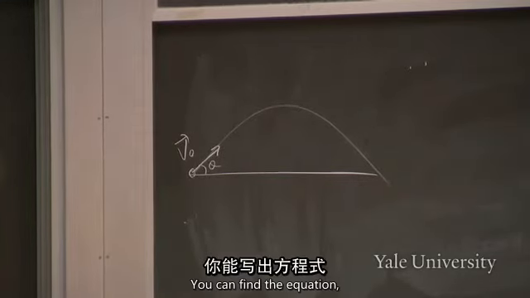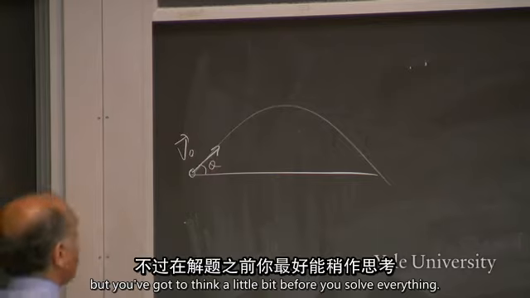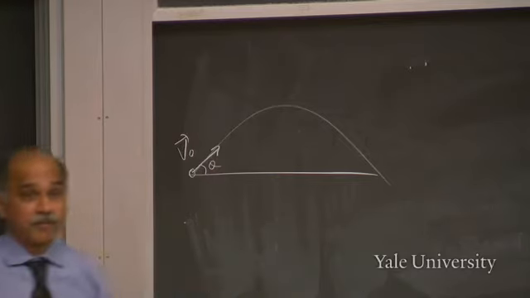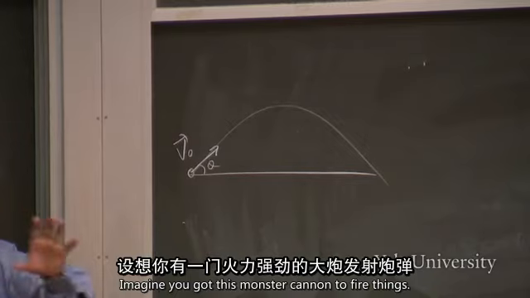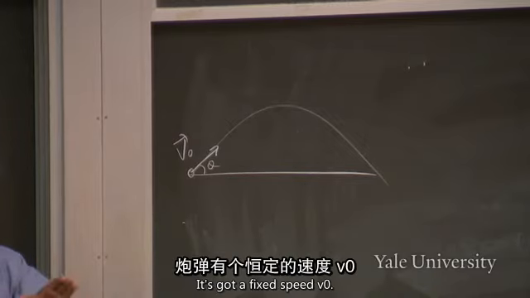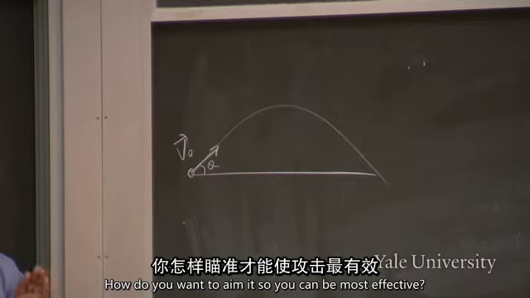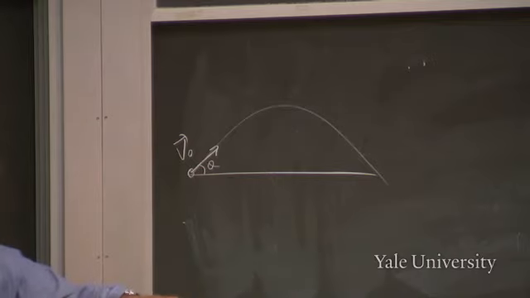So you can find the equation, but you've got to think a little bit before you solve everything. It's good to have an idea of what's coming. So imagine you've got this monster cannon. You can fire things. It's got a fixed speed, v naught. And how do you want to aim it so you can be most effective, go as far as you can?